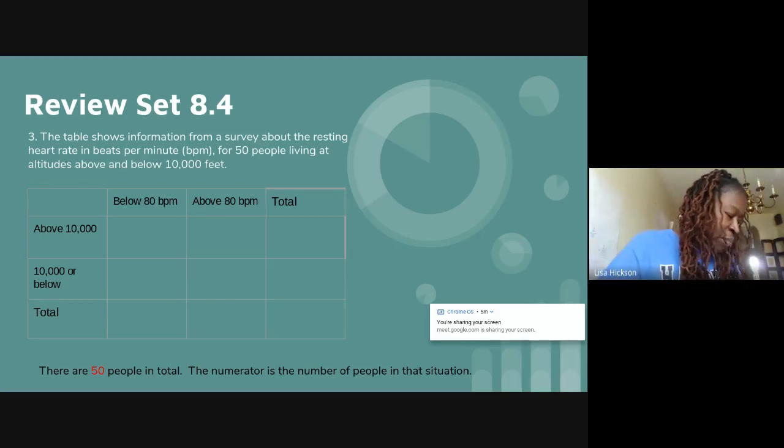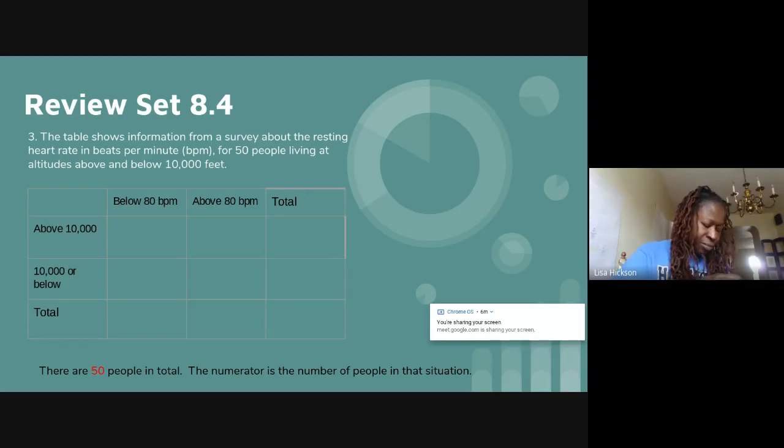All right, so again, in looking at your graph, that means 16 people have a heart rate below 80 beats per minute, but they live at 10,000 feet or below. So that means that 19 people have a heart rate below 80 beats per minute. 31 people have a heart rate above 80 beats per minute. 22 people live above 10,000 feet. And 28 people live 10,000 feet or below.